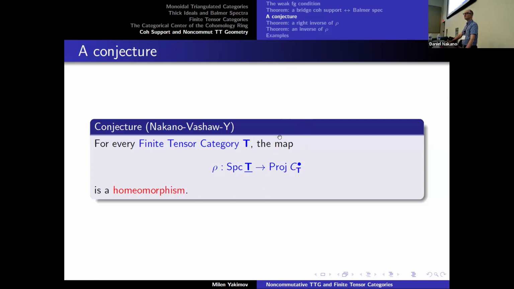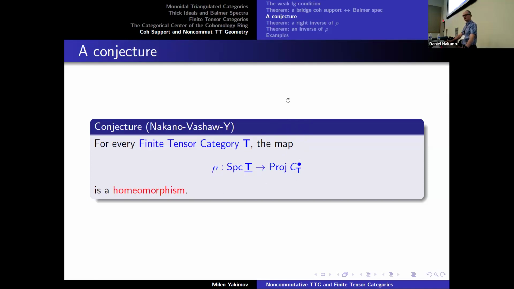So when people thought that there is basically no relationship between the product of the cohomology ring and the Balmer spectrum, the answer is yes, there is no relationship, but there is actually a homeomorphism to the categorical center, and then one can reconstruct one from the other.